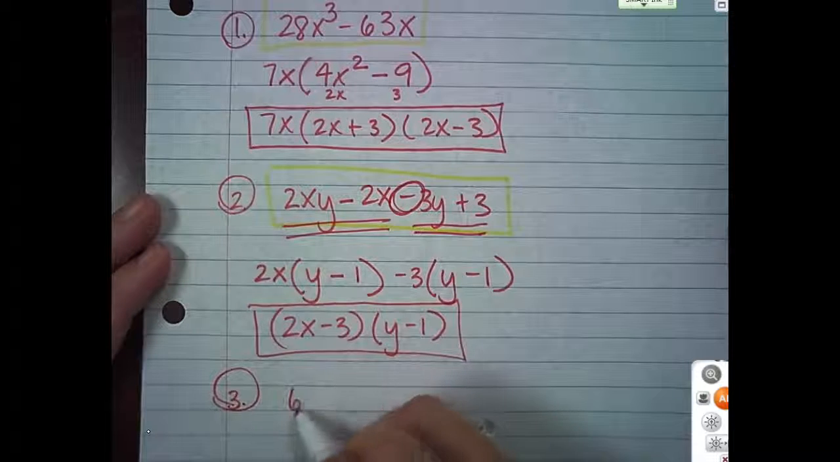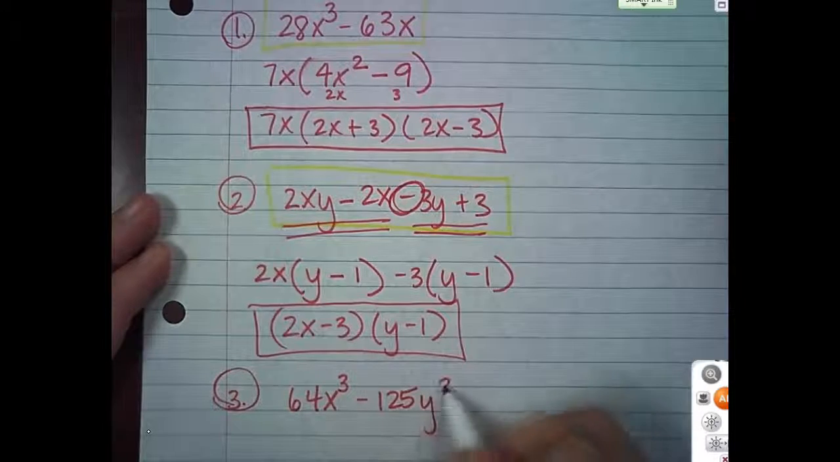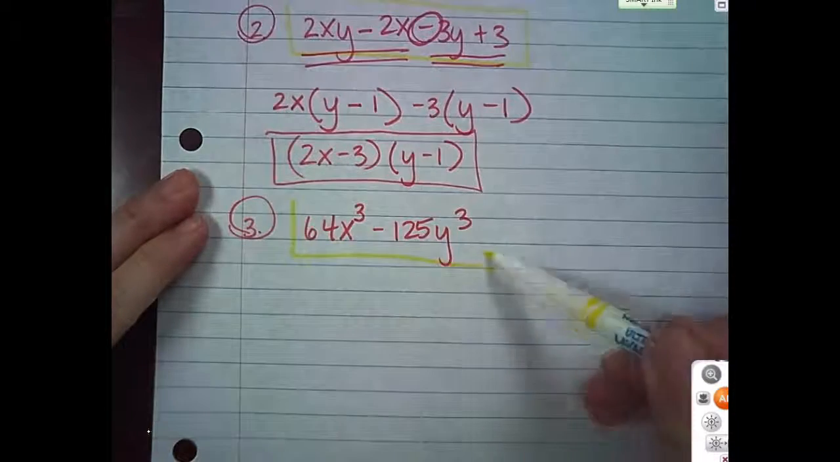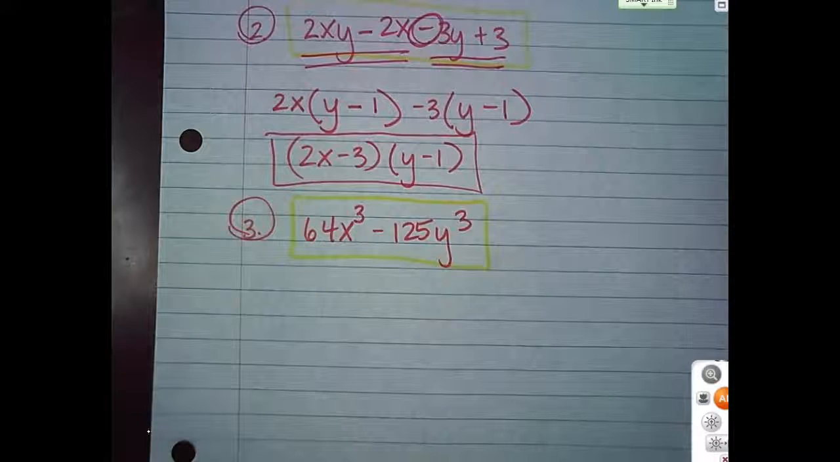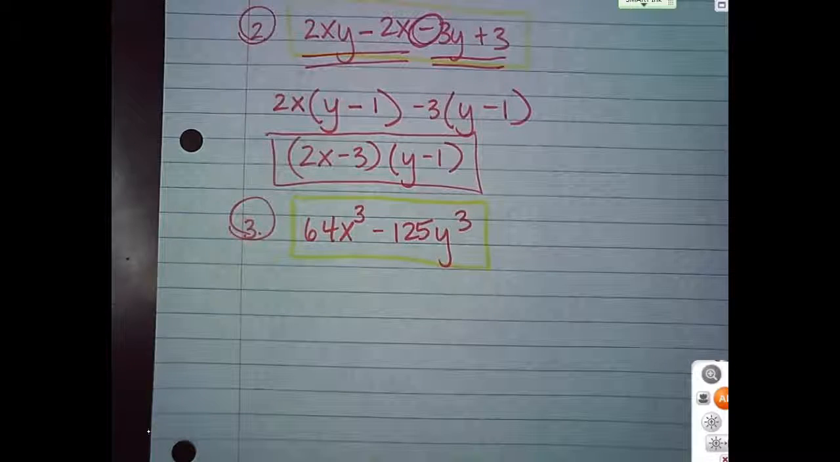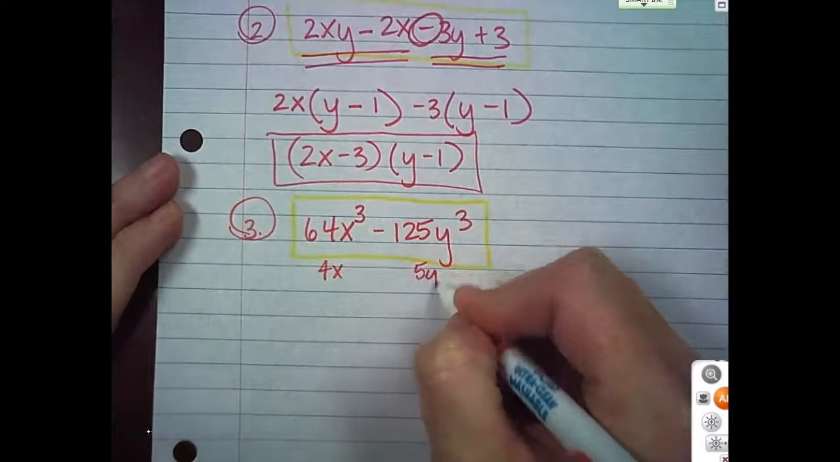Number 3, 64x cubed minus 125y cubed. Think about our steps, look for GCFs. There are 2 terms, it's a binomial. Are they perfect squares? Are they perfect cubes? Right, so this one, they're perfect cubes, correct? This would give me a 4x and a 5y.